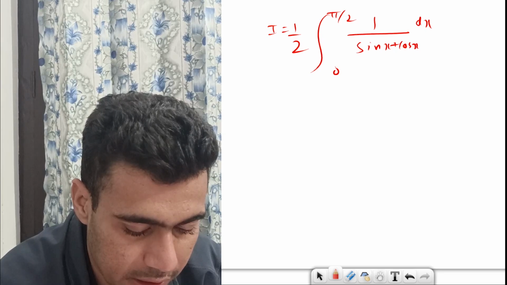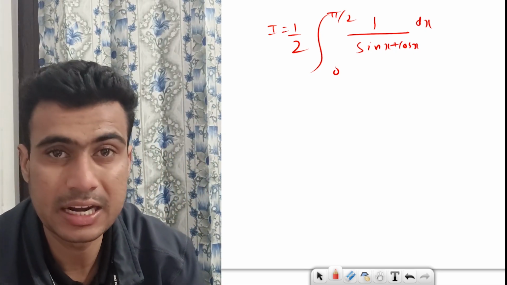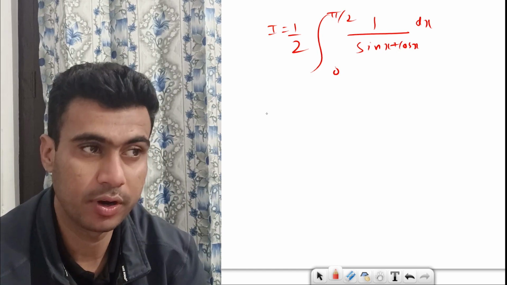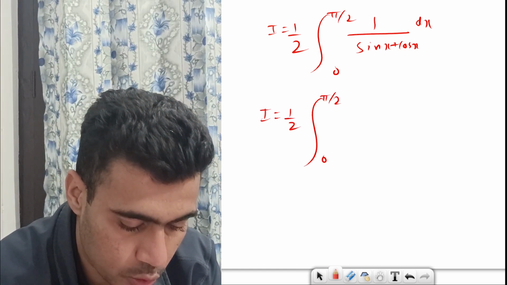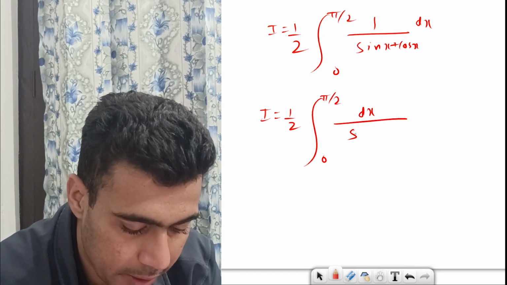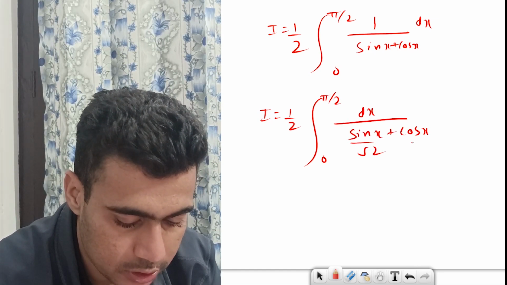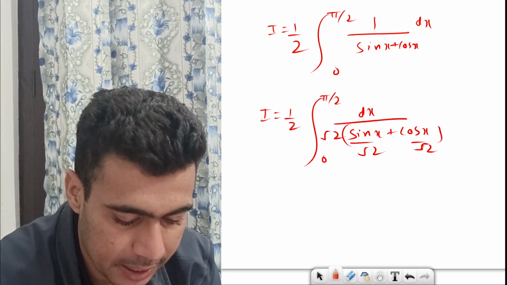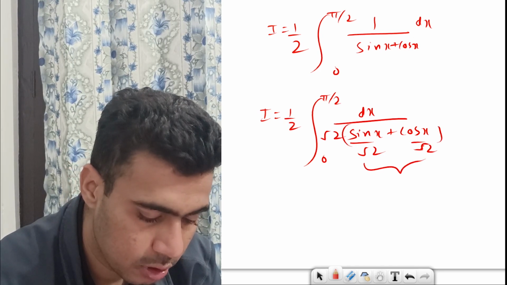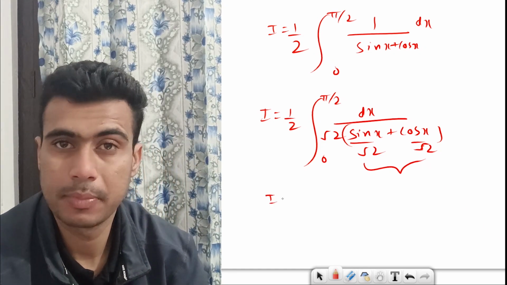Now you know one thing very well, that for an expression like sin x plus cos x in indefinite integration, we try to convert it in terms of sin(a plus b). So what I'll be doing is 1 by 2, 0 to pi by 2, dx over sin x plus cos x. Root 2 I have divided, so I have to multiply in the denominator also. Now if you see this expression, this is sine of pi by 4 plus x.